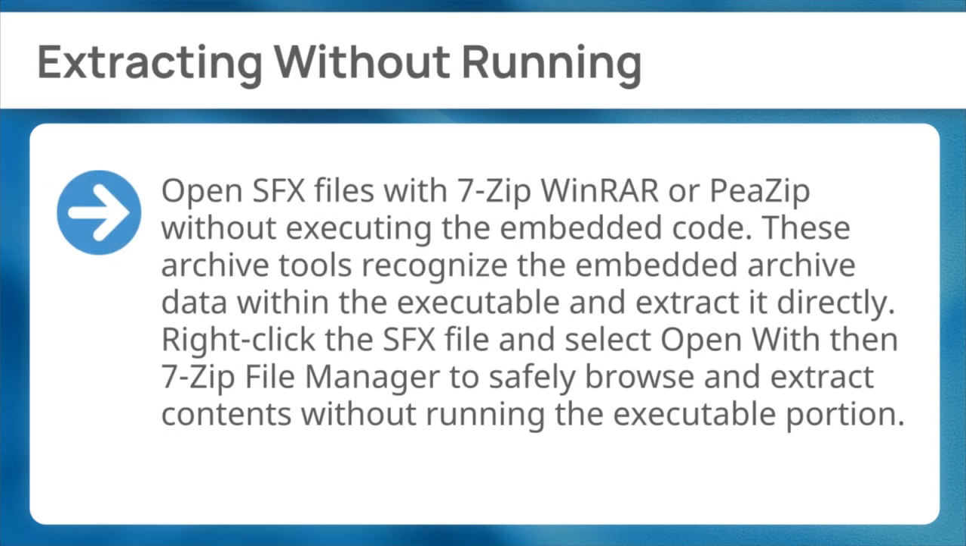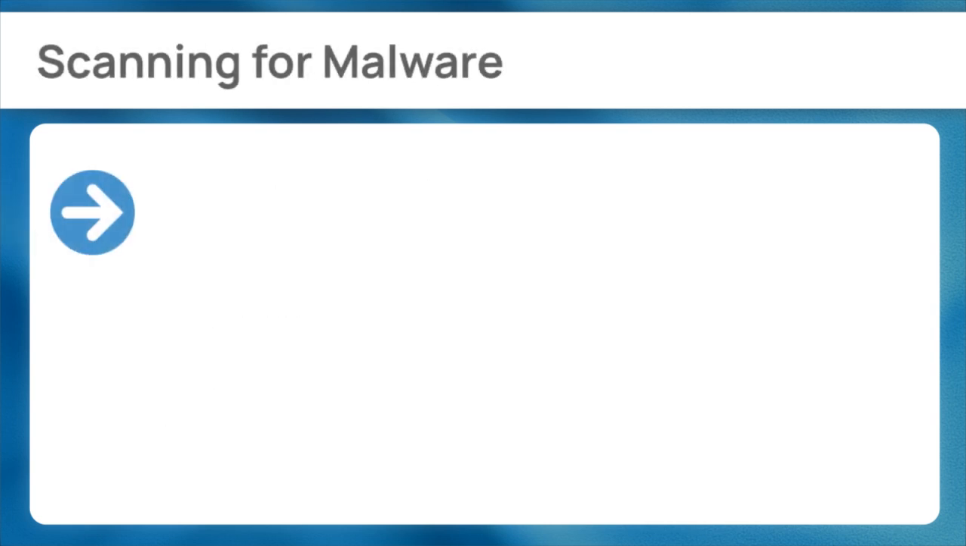Next, extracting without running. Open SFX files with 7-zip, WinRAR or pzip without executing the embedded code. These archive tools recognize the embedded archive data within the executable and extract it directly. Right-click the SFX file and select Open with, then 7-zip File Manager, to safely browse and extract contents without running the executable portion.